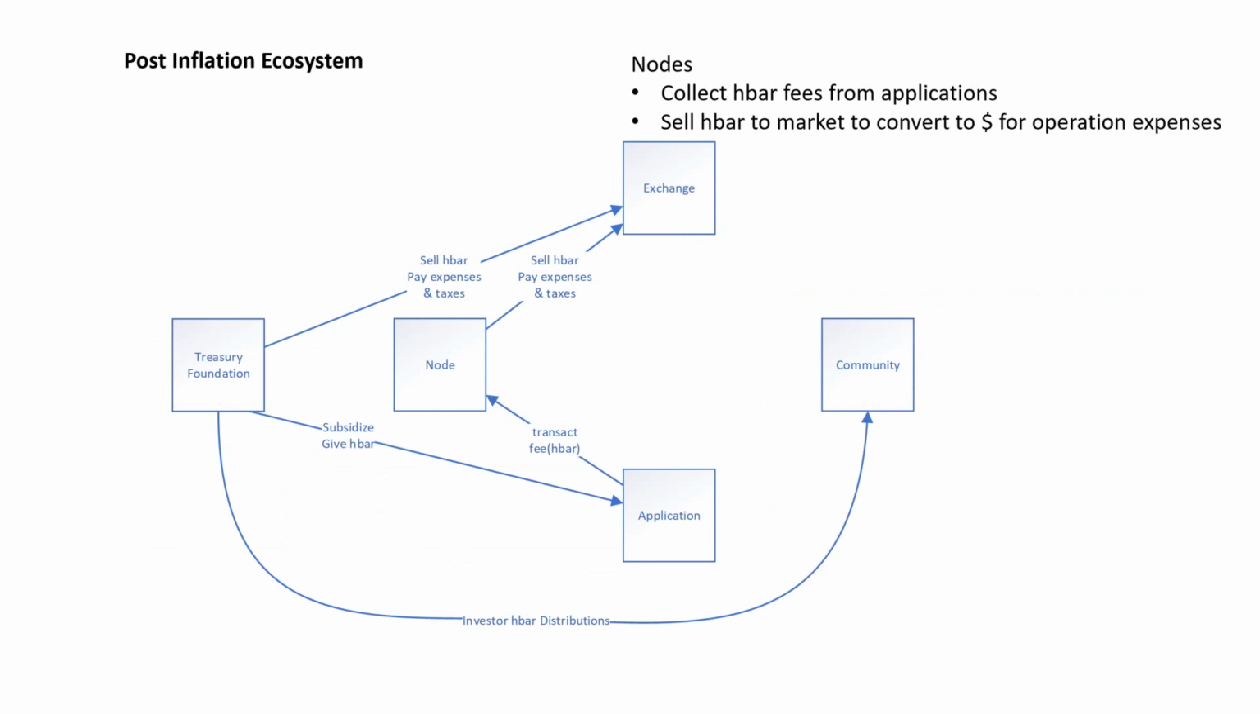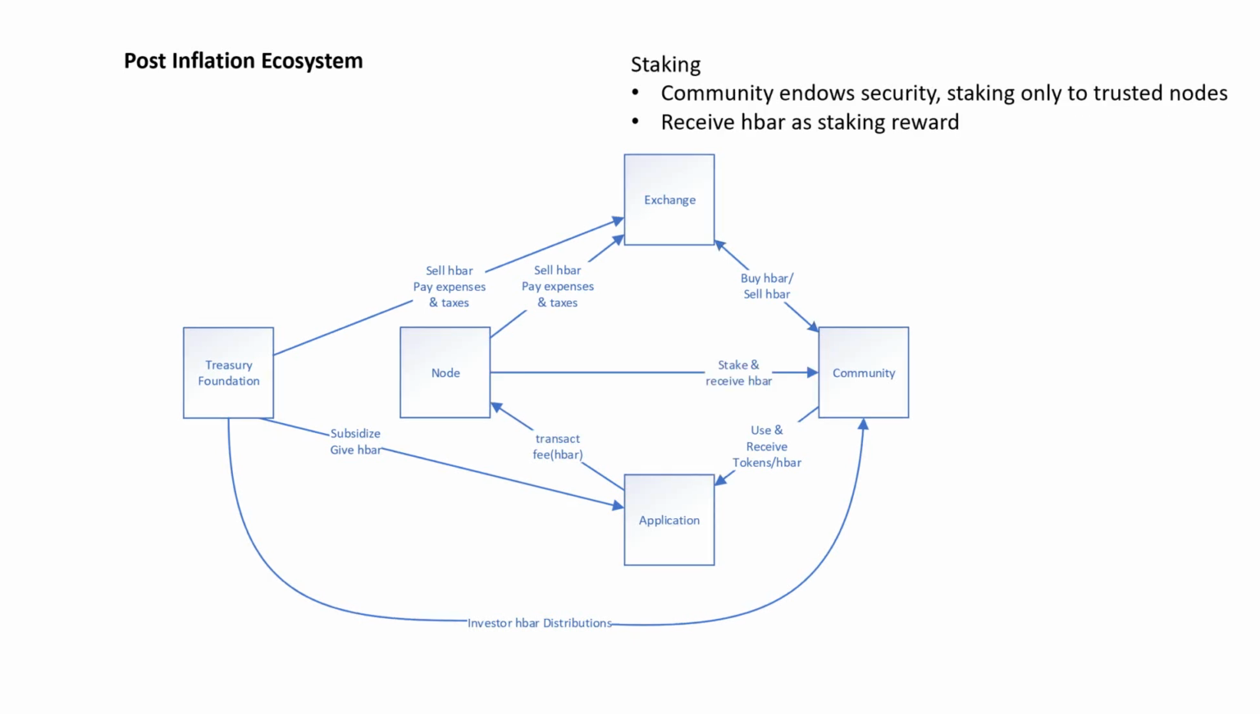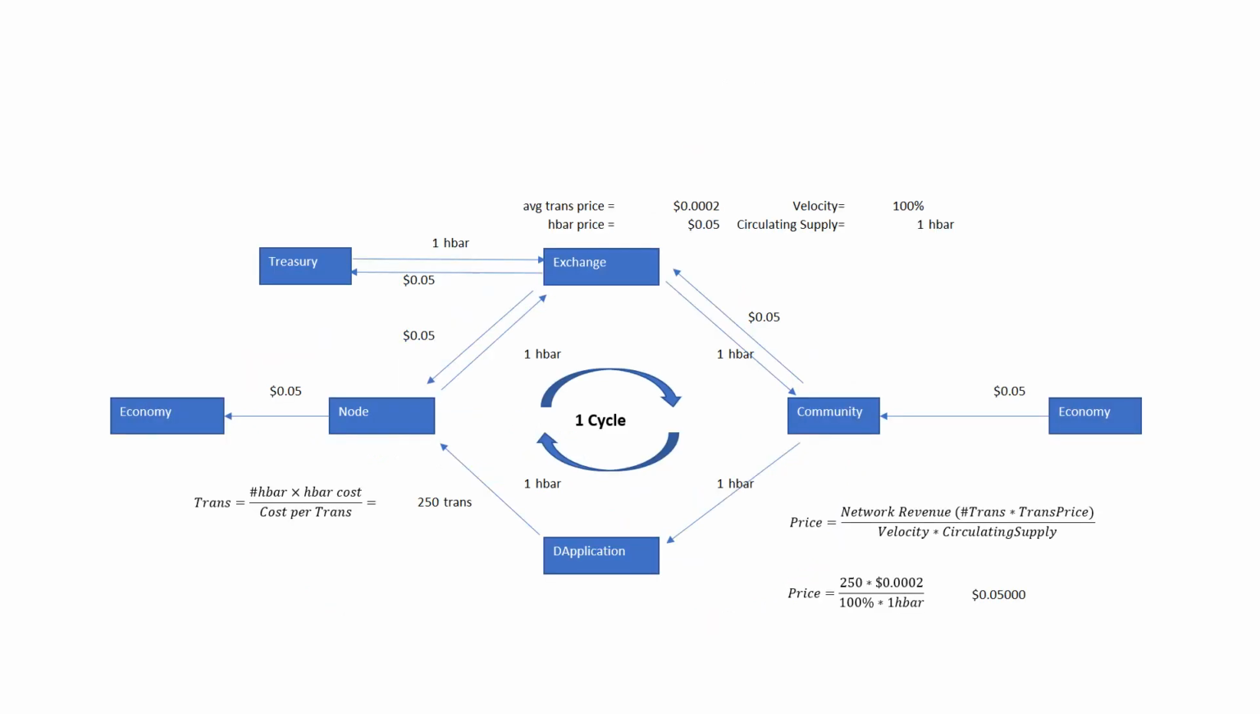Other flows that occur in the network are between the application and the node when they pay for transactions, and between the node and the exchange when they sell the HBAR that they've collected for the transactions. The community, of course, has to buy and sell if they're investing, or just buy if they're wanting to use the applications, and then, of course, they transfer HBAR to the application for use. In addition, the community now has the ability to stake HBAR to a node and receive HBAR as a reward. I've taken the tokenomic model that we've just discussed and put it into this spreadsheet.